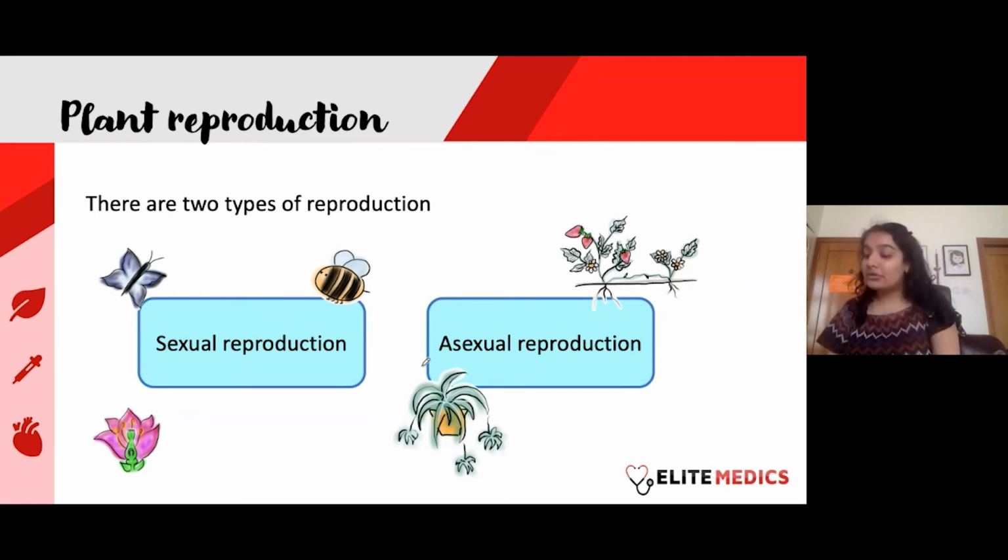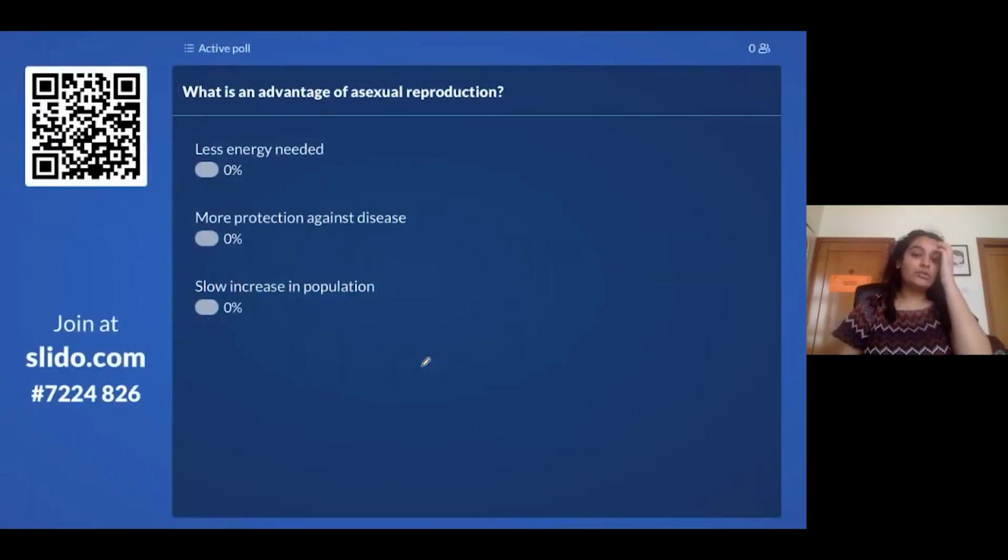Because I think in biology, a big question is always, why is this the way that it is? There's always a reason behind everything. There's a reason why some organisms will use sexual reproduction to reproduce, some will use asexual reproduction, and it would make sense for the context in which we're looking at each organism, which is why it's so important to understand why each one happens. So first, what is an advantage of asexual reproduction?